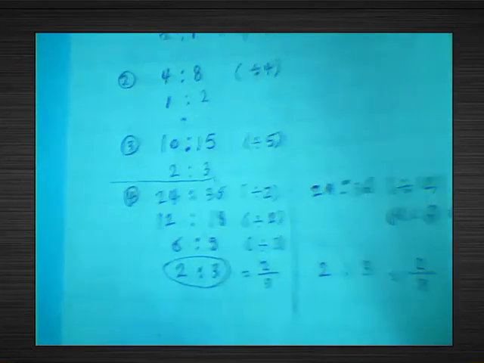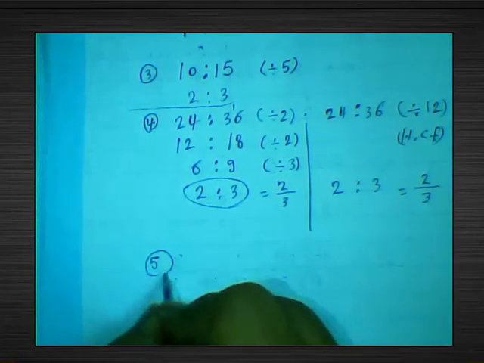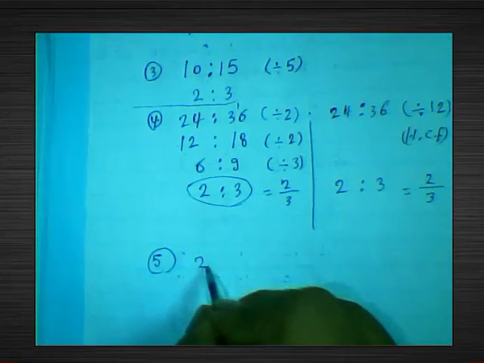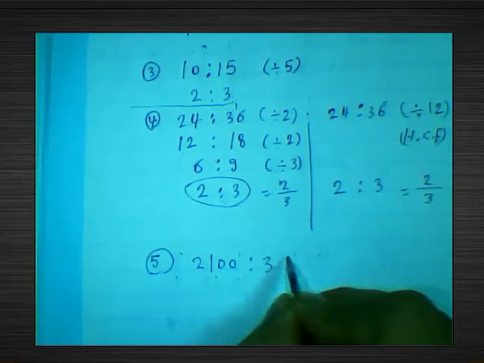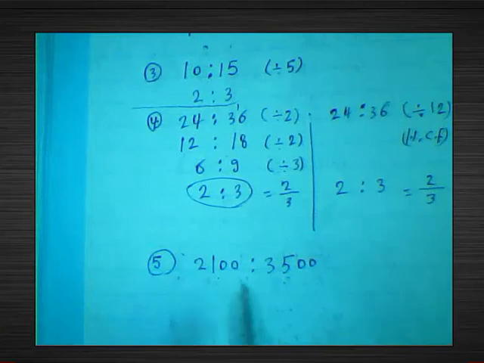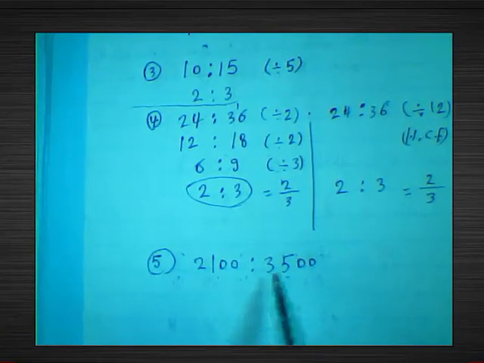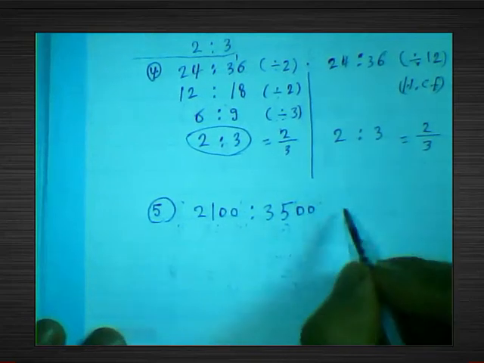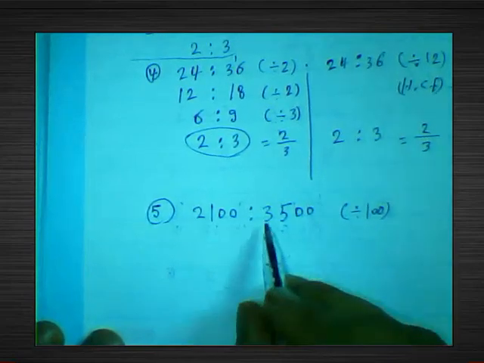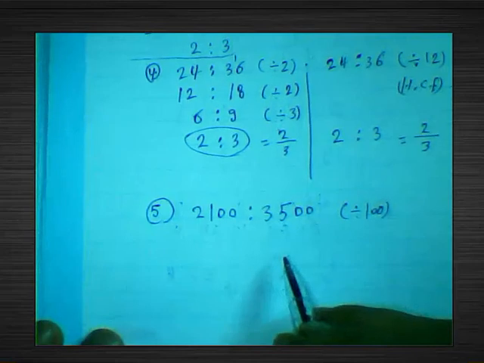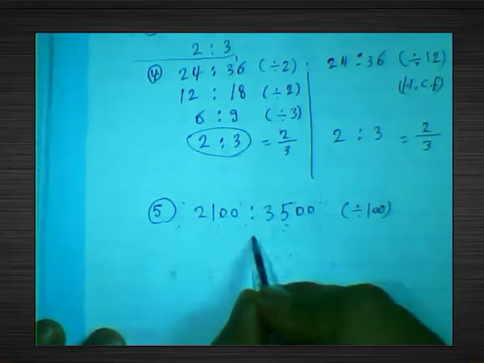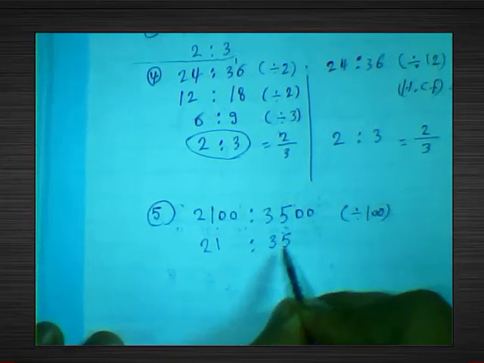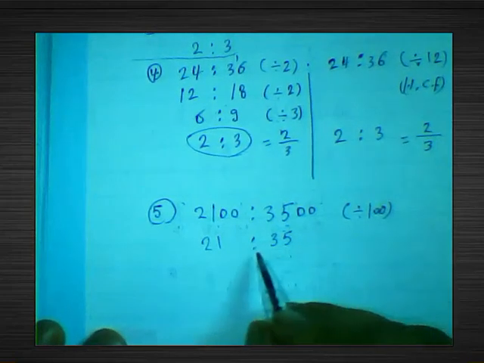Okay, it's very easy. Another, question number 5. Find the following ratios in their simplest form. What about 2,100 to 3,500? Again, 2,100 to 3,500. Look, we have double zero here, and when we have double zero we can divide by 100, because 3,500 divided by 100 equals 35, and 2,100 divided by 100 equals 21. We can cancel the double zeros, so the result will be 21 to 35.